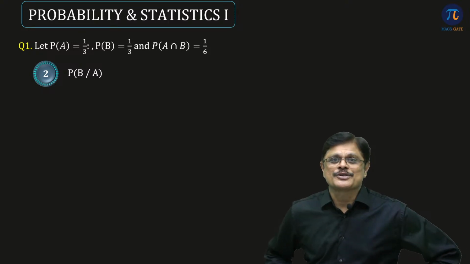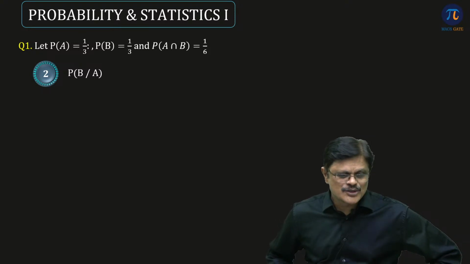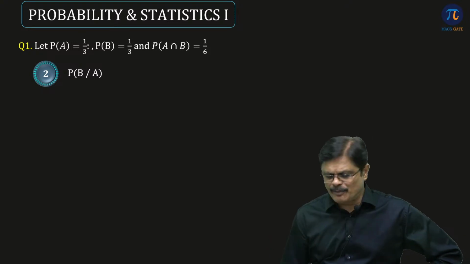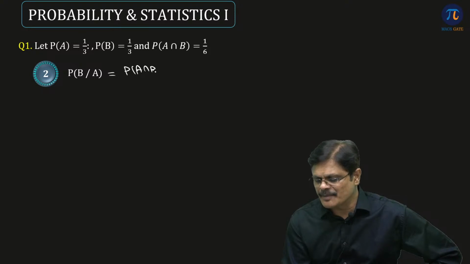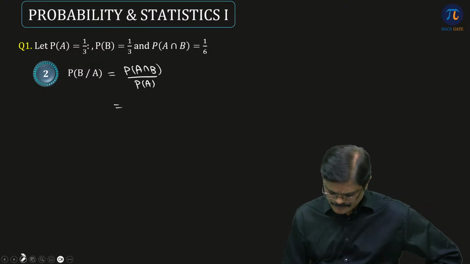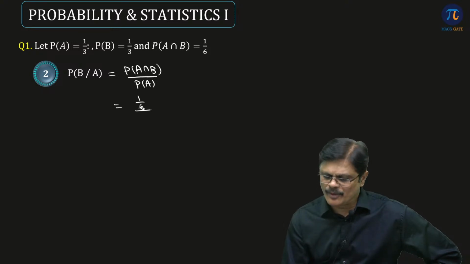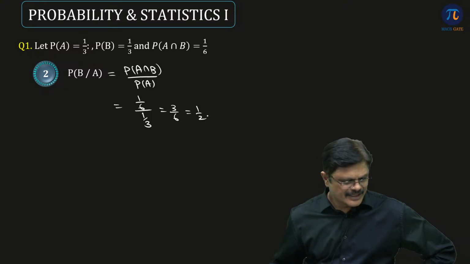Now I can ask you some more questions. This formula method is very important, and I am going to solve some very important problems here. Generally, people ignore these questions, but they are very important. So I want all of you to understand. What is the probability of B given A by the formula method? That is probability of A intersection B by probability of A. A intersection B is 1 by 6, and probability of A is 1 by 3, which is nothing but 3 by 6, that is 1 by 2. Is the idea clear?